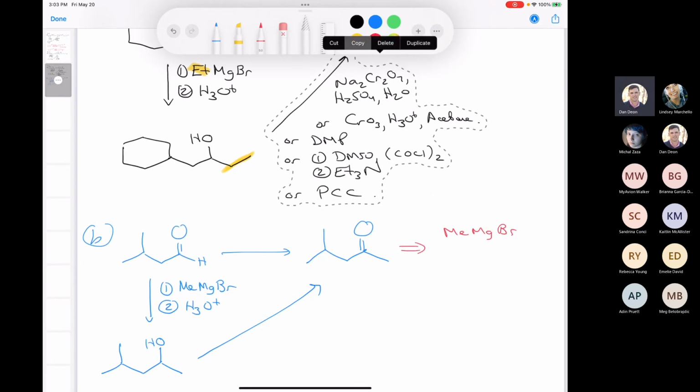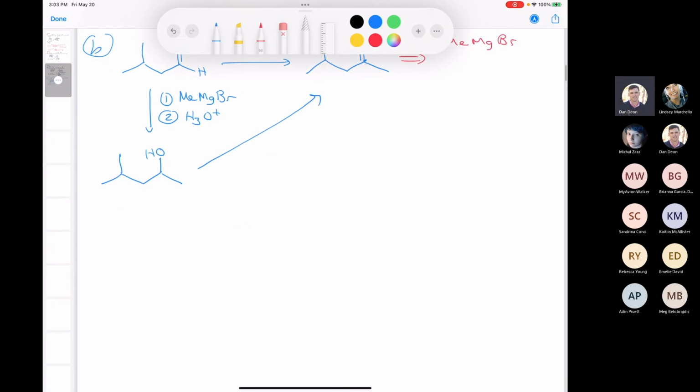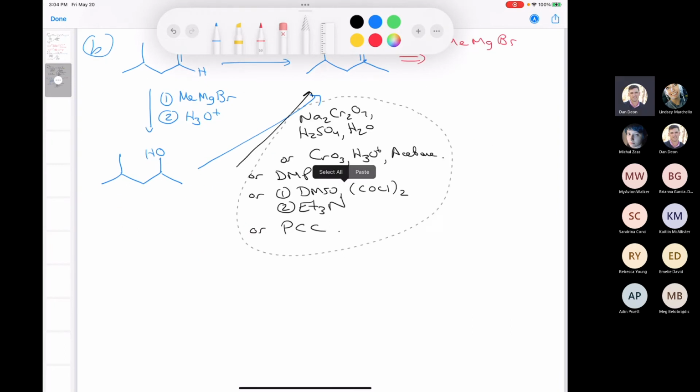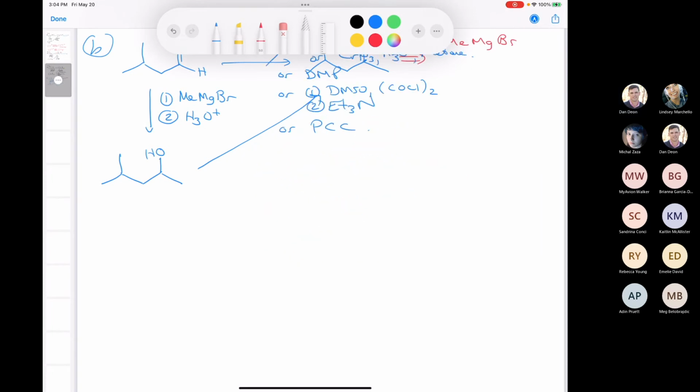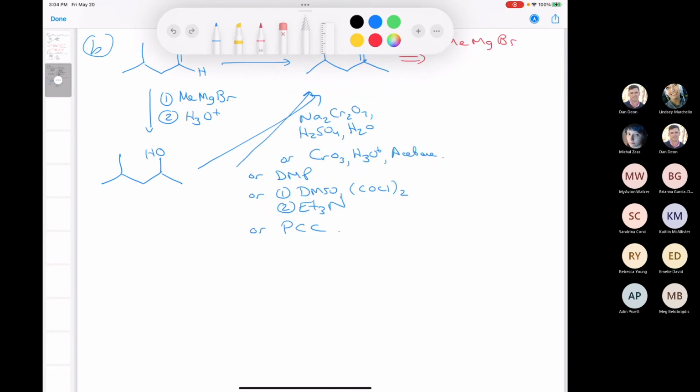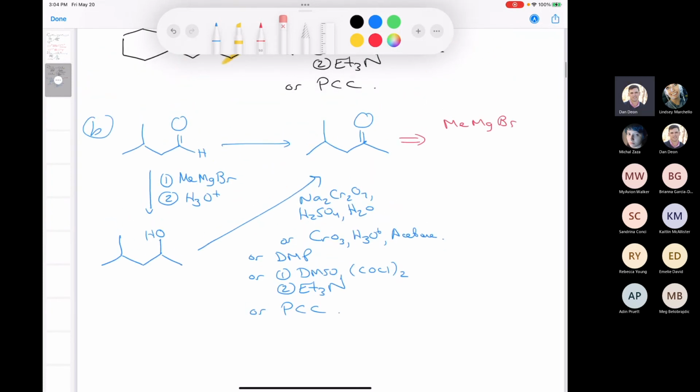So I'll just copy them all. Copy, paste it right here. So paste. There we go. We'll even change the color. There you go. Oops, I didn't mean to do that. Let's see. There we go. All right, so any one of those oxidation methods would work. So a little practice on Grignard chemistry.